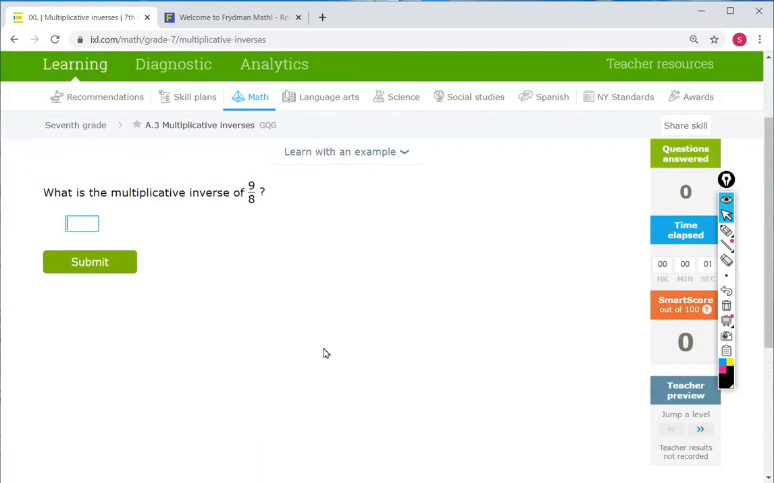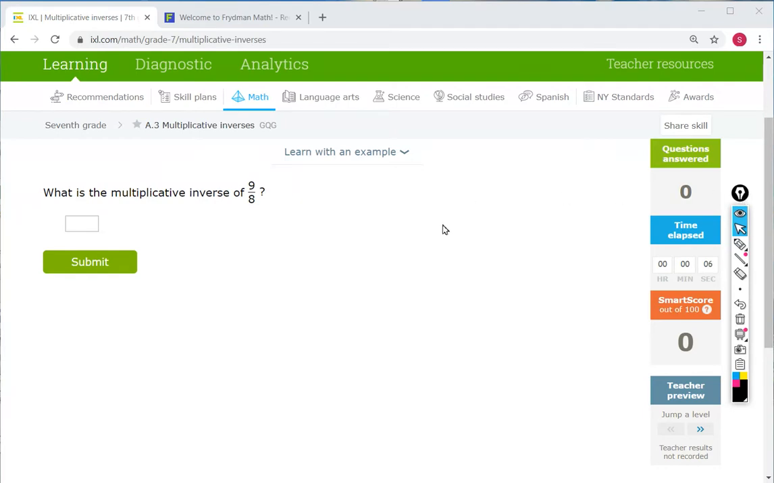So this exercise is a pretty simple one. The multiplicative inverse of a number is the number that you need to multiply it by in order to get 1. So what is the multiplicative inverse of 9/8? Well, that means 9/8 times what equals 1?